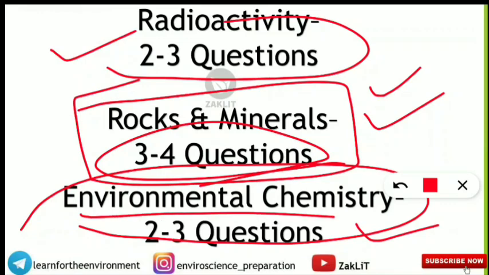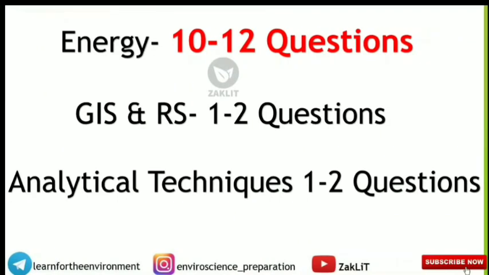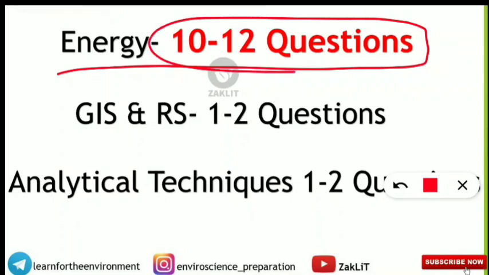So particularly environmental chemistry, 2 to 3 questions will be asked in the examination. Next is again a very important topic, that is the energy unit. Yes, 10 to 12 questions are asked from this unit every time in the NET Paper 2 of Environmental Science. So all the energy part, and also you should know what the goals are for India's renewable and non-renewable targets. All these things will be coming from here.